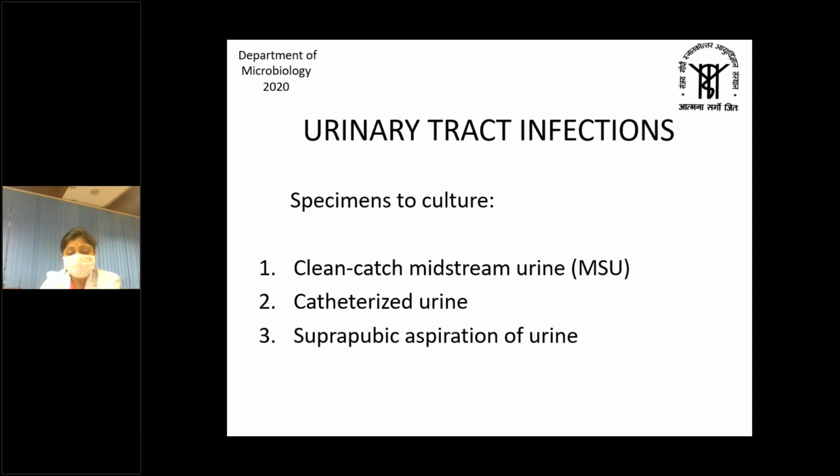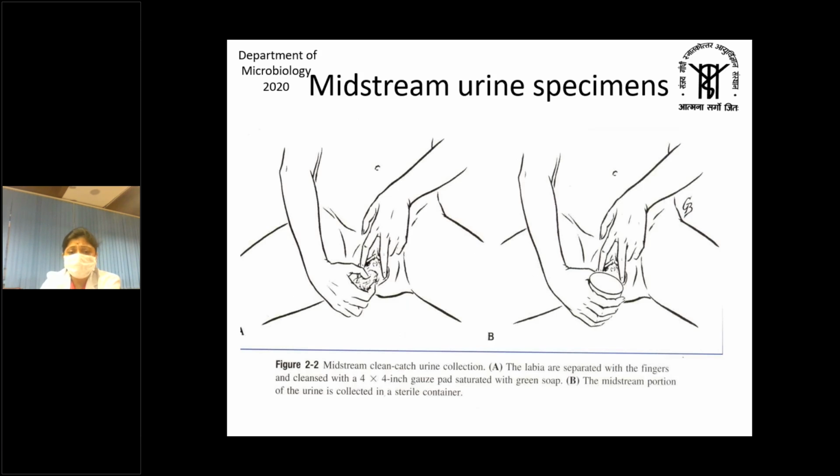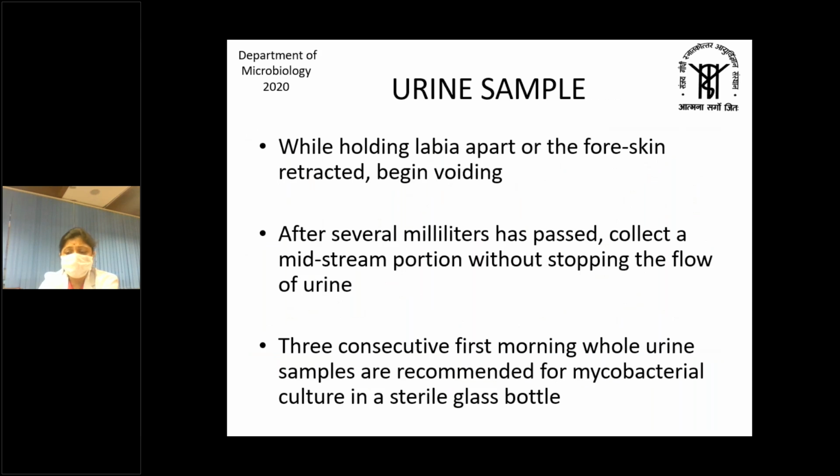Now coming to the diagnosis of urinary tract infections, there are 3 ways in which we can collect samples to culture. First is the clean catch midstream urine sample. The second is the catheterized urine, and the third is the suprapubic aspiration of urine, which may be done in children. So for clean catch midstream urine, the patient has to be educated, and after a few milliliters of the urine have passed, we have to collect the sample in a sterile wide mouth container.